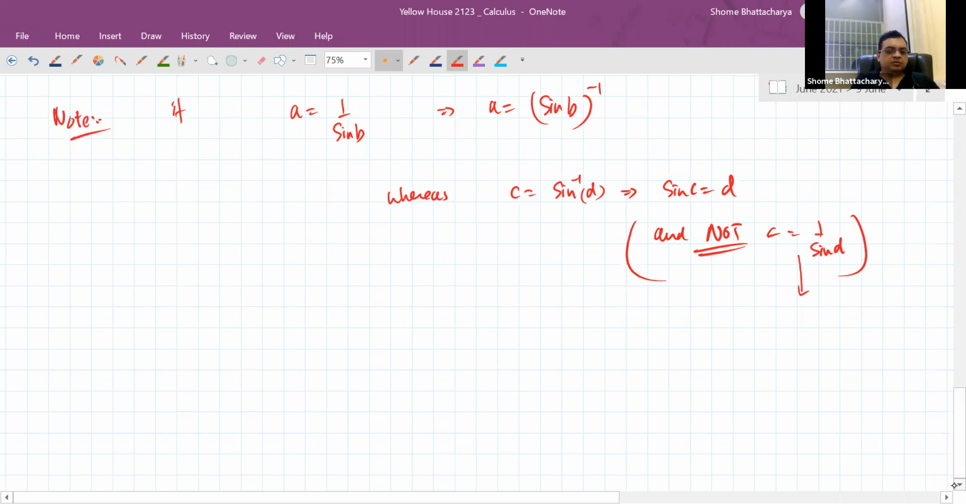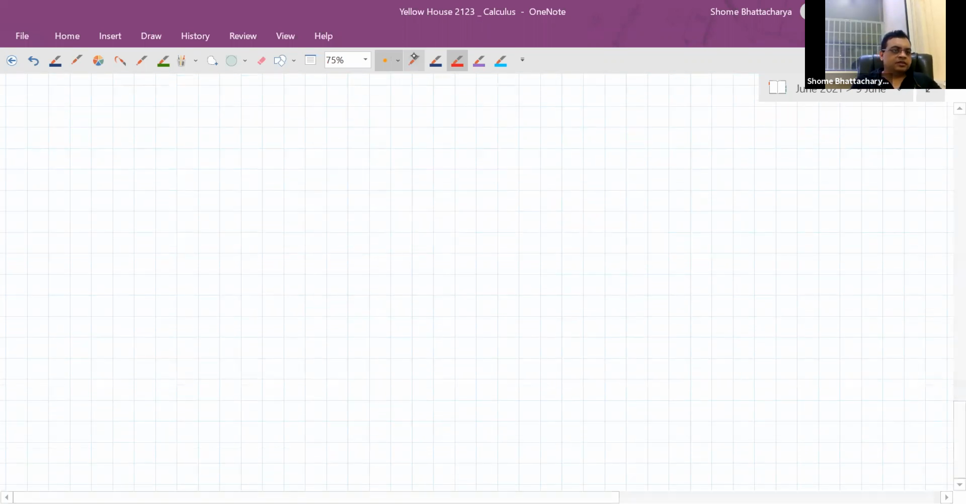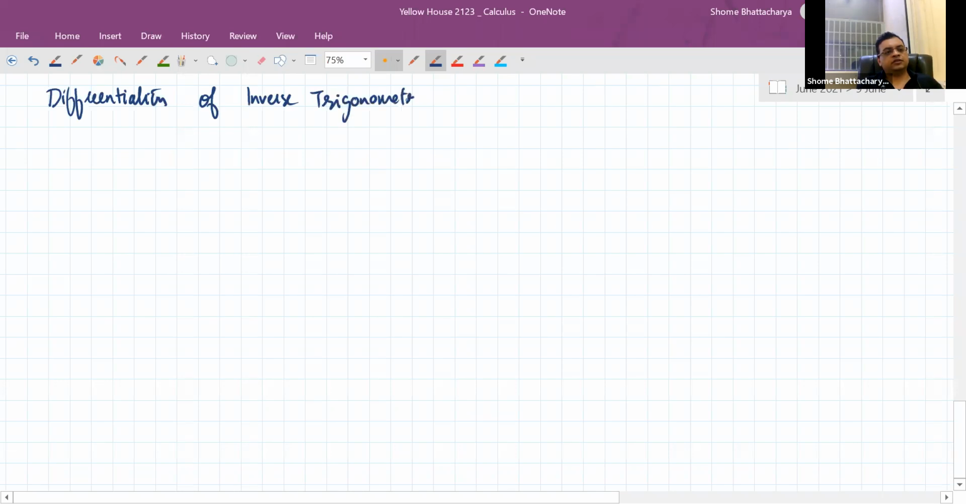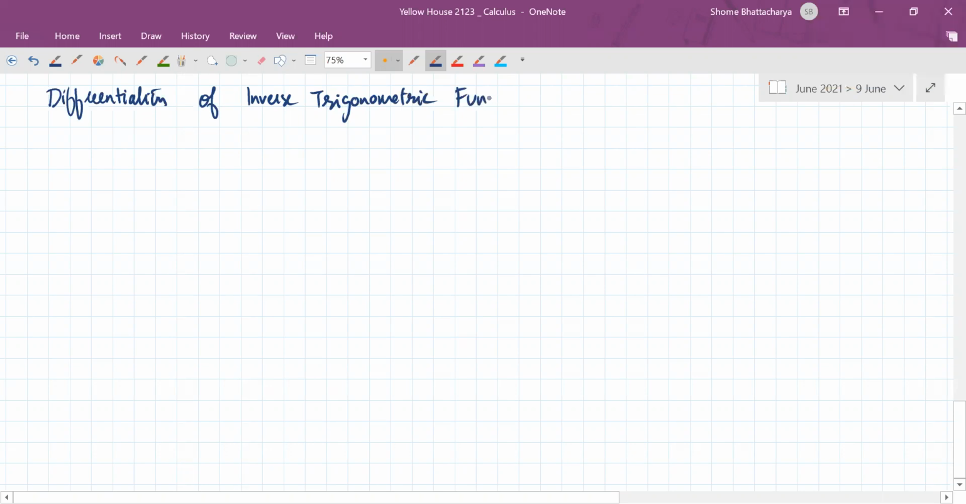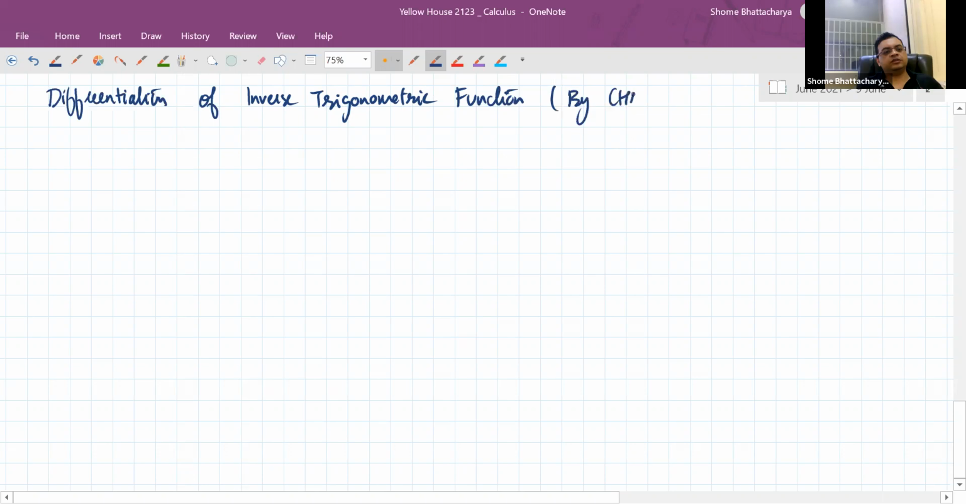Okay, so that's just about symbols and nomenclature. Now let's come to the main important part for us. How do we differentiate inverse trigonometric functions? One method is to use the chain rule, and that is what we'll be using at the basic calculus level. So, differentiation of inverse trigonometric functions by the chain rule method.